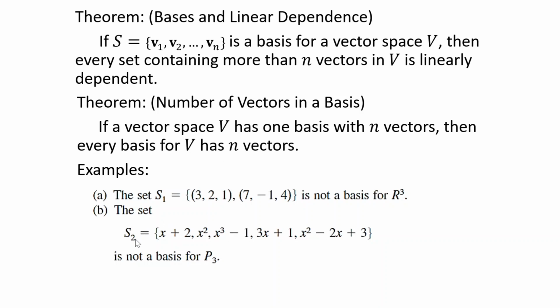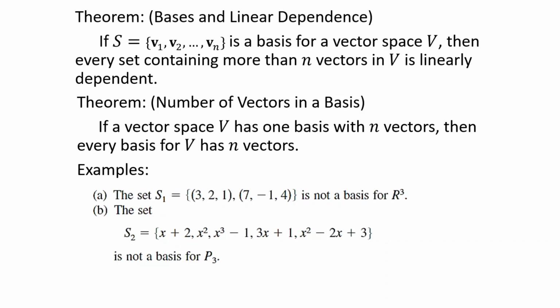Similarly, this set S sub 2, containing these vectors, is not a basis for the polynomials of degree 3 or less, since the basis for P sub 3 consists of 4 vectors. We have 1, x, x squared, and x cubed. But this one has 5 vectors, so this can't be a basis for P sub 3.